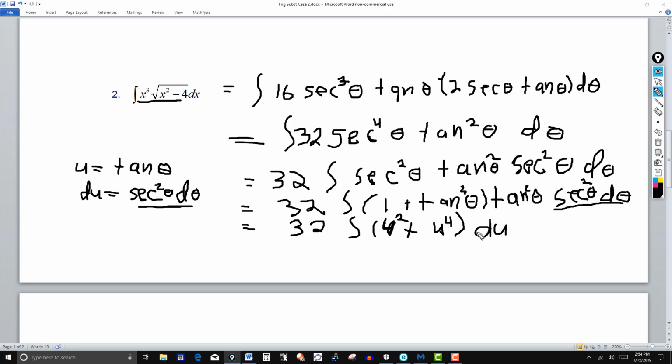So this is just going to be 32, and then I'll integrate with respect to u. This will be u to the third over 3 plus u to the fifth over 5. Close parentheses, and then I put my constant over here.